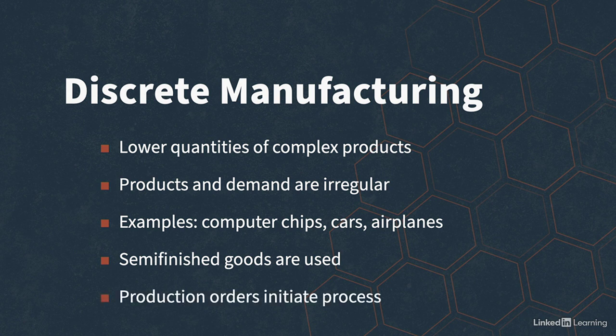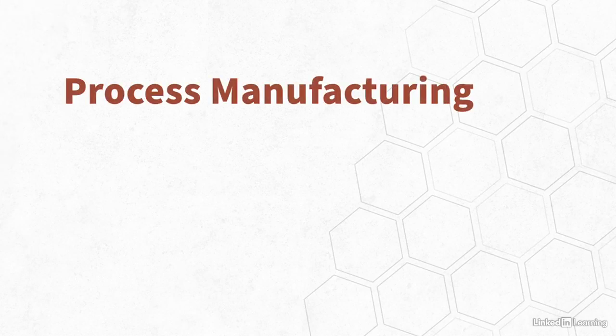The discrete manufacturing process is triggered by production orders in SAP. A production order tells the manufacturing department that we need a certain quantity of a product made in a specific time frame. Finally, we'll talk about process manufacturing as a production type.